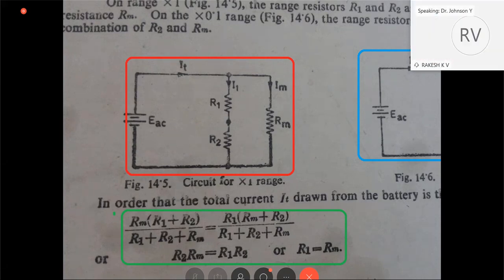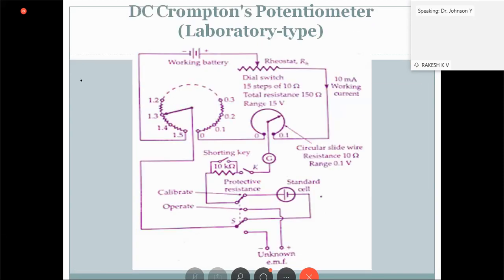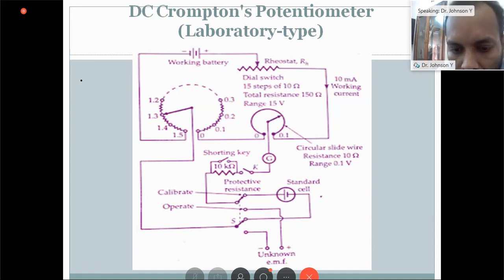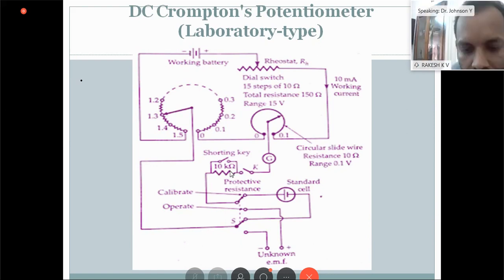That's fine, sir. Sir, in DC Crompton's potentiometer, the previous slide you have shown, there is a circular slide wire resistance of 10 ohm, right? And please, they are asking to elaborate the usage of that. The slide wire, the 10K protective resistance. Okay.